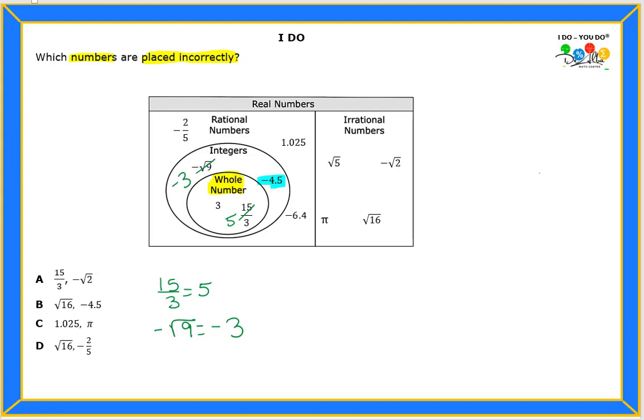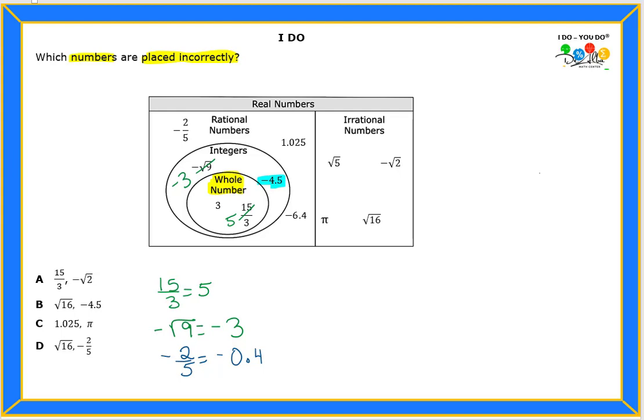Okay, let's go on. What about negative 2 over 5? Well, if you divide that, we get negative 0.4, or negative 0.40, right? And that is right. That is a rational number because remember, rational numbers are decimals that either terminate or are repeating decimals. So that is good. What about the next one, 1.025? That's a decimal, right? So we're good. And the last one, negative 6.4. They're all good.